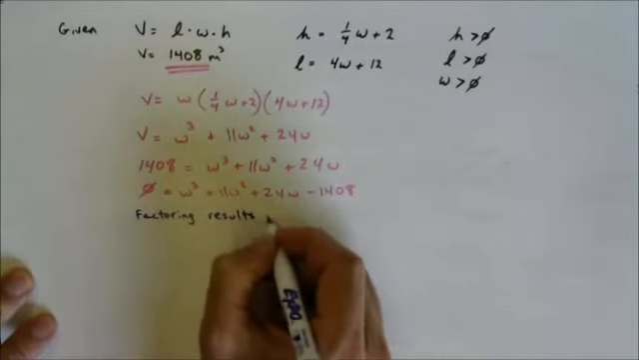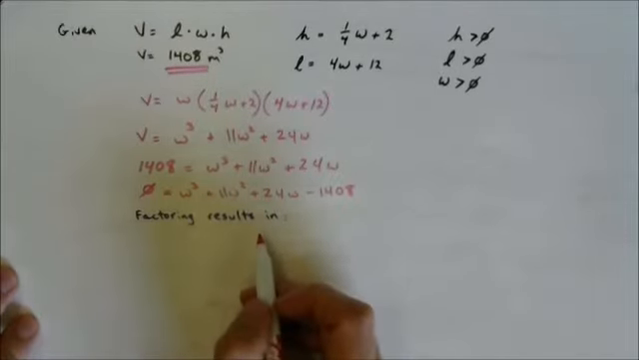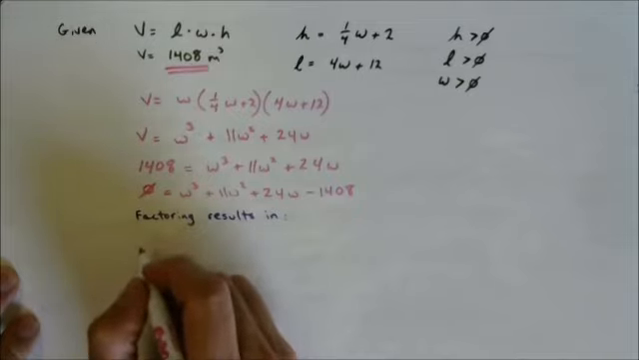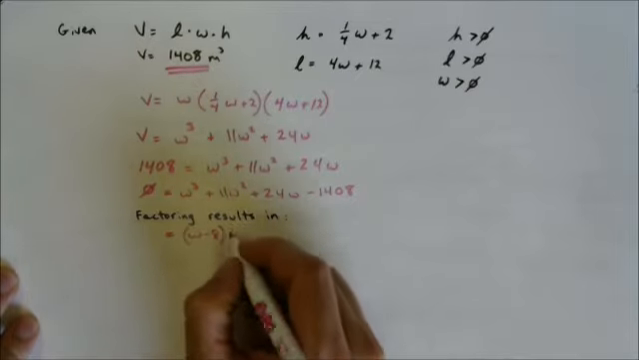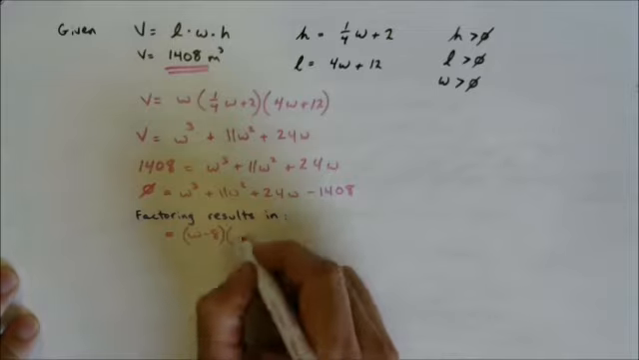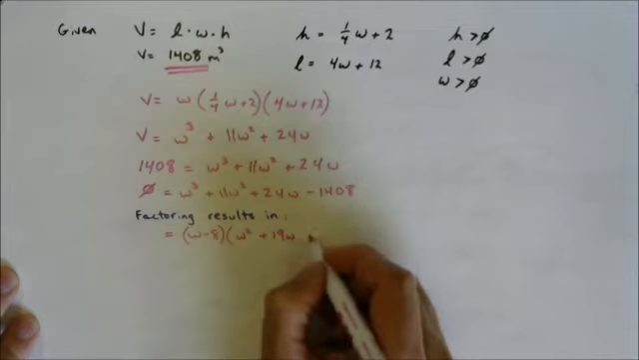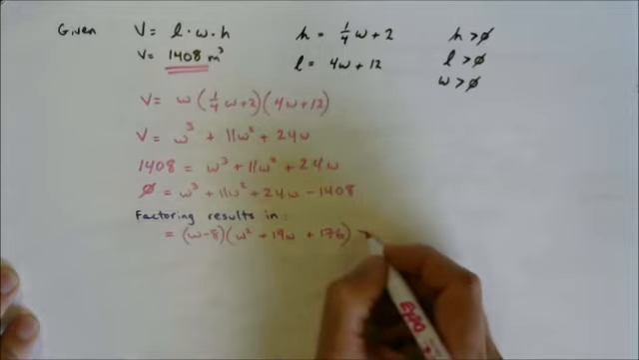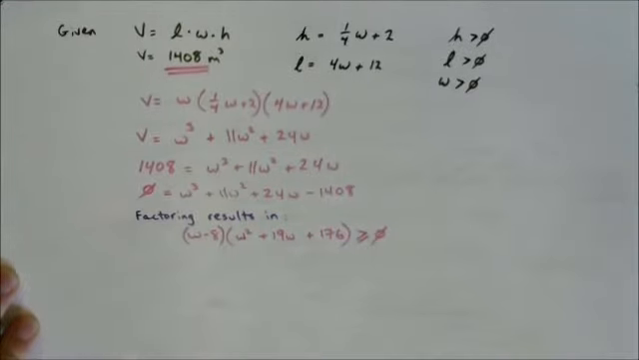Factoring this results in, if you use the integral factor theorem, a factor of w minus 8, and the quotient left over will be w squared plus 19w plus 176, and that is what we're looking for, greater than or equal to 0.